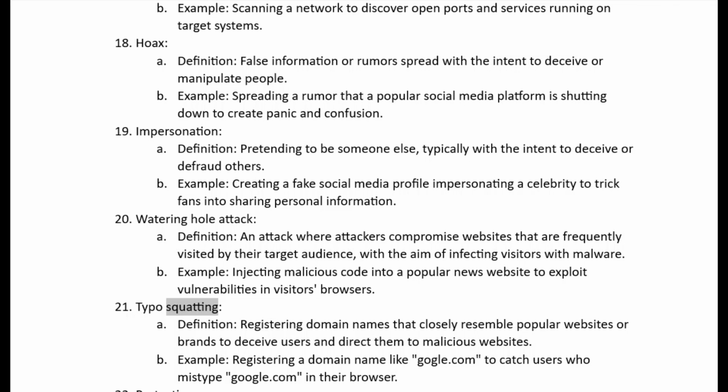Typo squatting. Definition: registering domain names that closely resemble popular websites or brands to deceive users and direct them to malicious websites. Example: registering a domain name like google.com to catch users who mistype google.com in their browser.